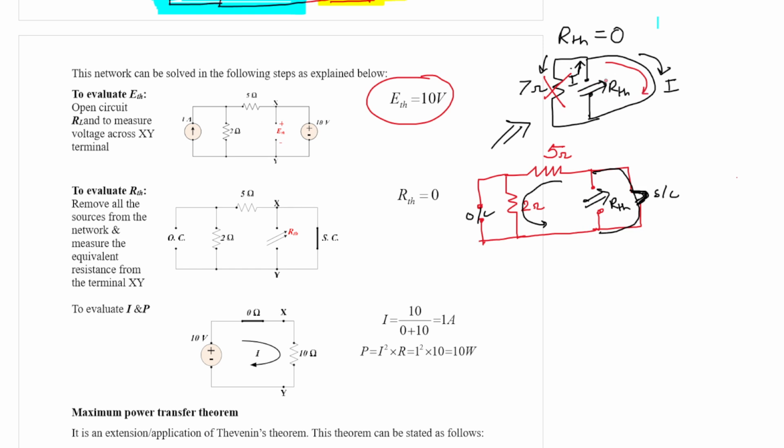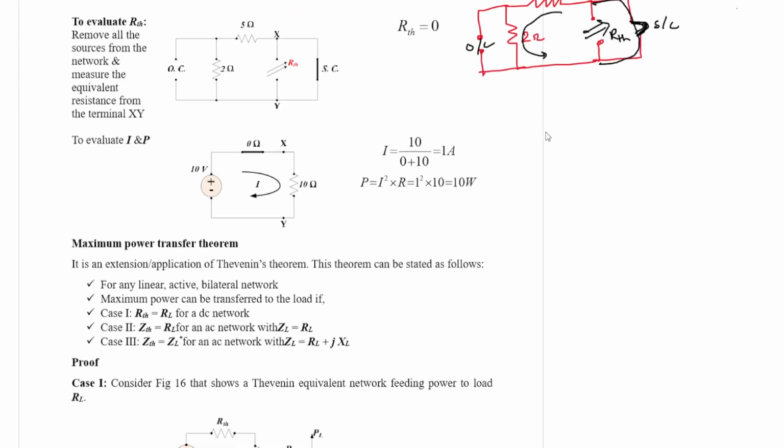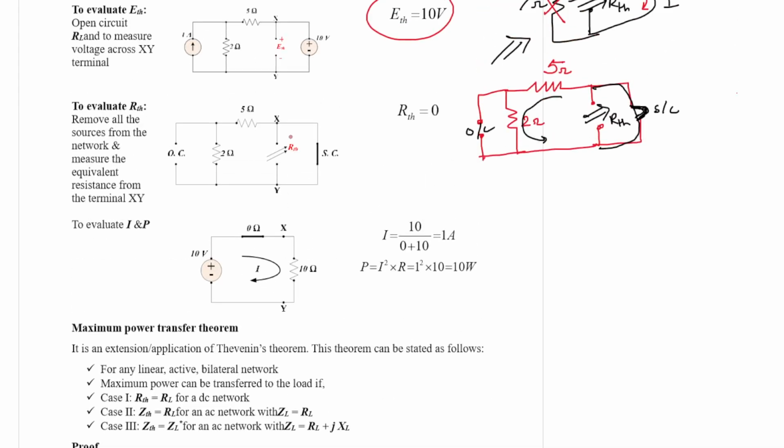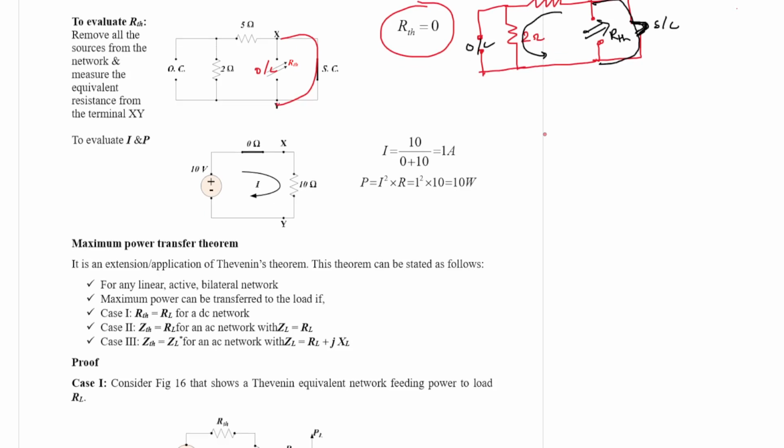So Thevenin equivalent resistance, if we calculate, effectively will be 0, right? Because with respect to this open circuit terminal, this is entirely short circuited. That is why we have RTH equal to 0. So finally, the third step is the Thevenin's equivalent network.